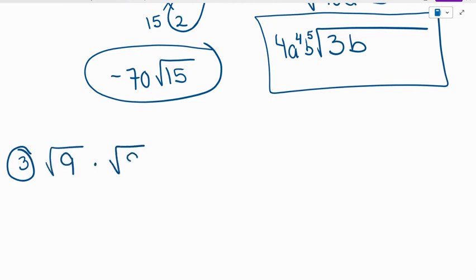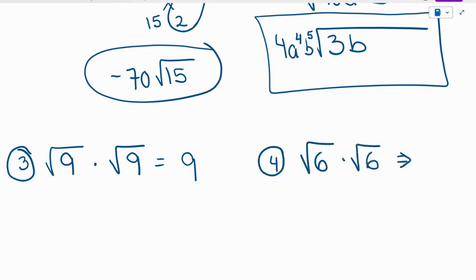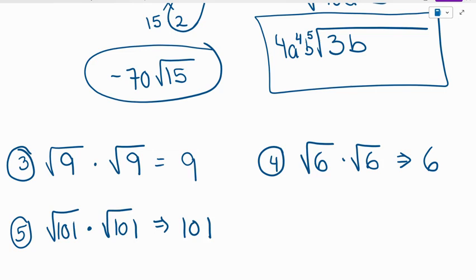Okay, now this next concept is very, very important, especially for tomorrow's lesson. When you multiply a radical times itself, and you guys should remember this from geometry, what happens? So root 9 times root 9 is root 81, but what's the square root of 81? 9, whole number 9, right? What about if I multiplied root 6 times root 6? Whole number 6. Excellent. What if I have root 101 times root 101? 101.